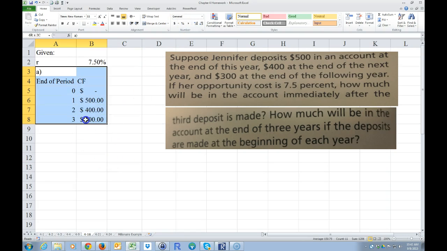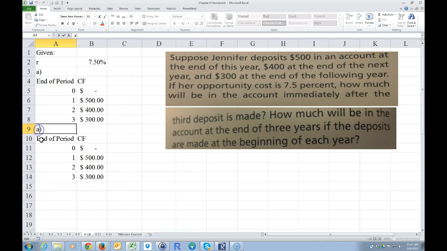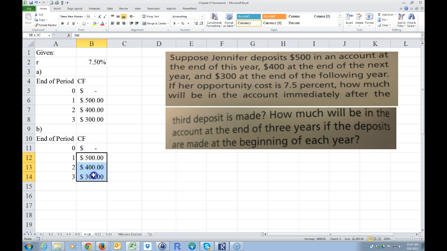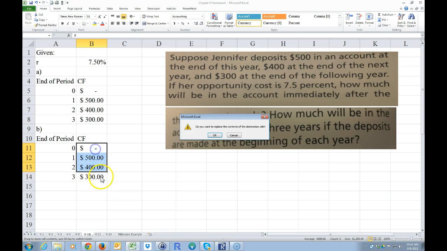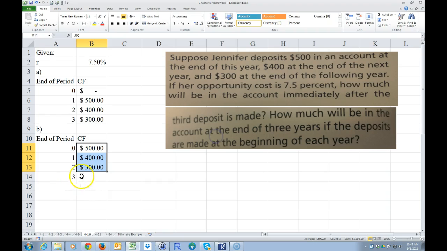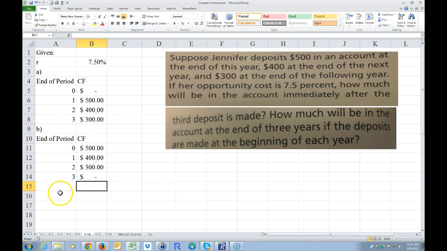Okay, so for part B, I'm going to copy this and paste it, and change this to a B. Now these are given at the beginning of the period, which is the end of period zero. So all three of these would shift up, right? I want to replace it, and now this is zero. All I did is shift them all up to the beginning of the period. So we want to find A, the future value, and we want to know what the future value is on B.